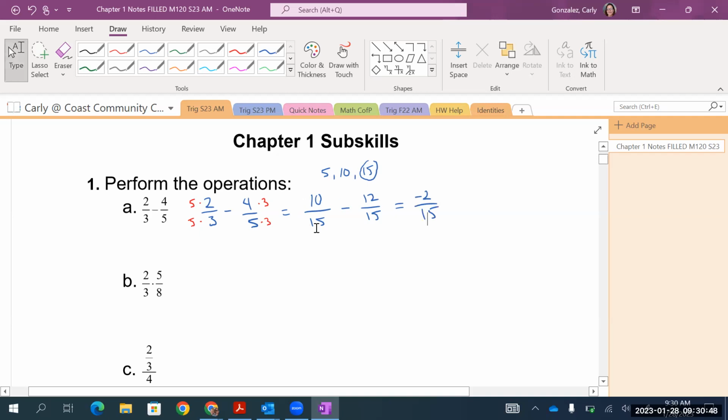The reason is the denominator tells me the size of the piece. So I have 10 pieces, I subtract 12 of those pieces, so I have -2 of those pieces. Those pieces are 15ths. And we could either leave the negative up top, but it's common to put the negative out in front. The one place we do not want to leave a negative is in the denominator. So our answer is -2/15.